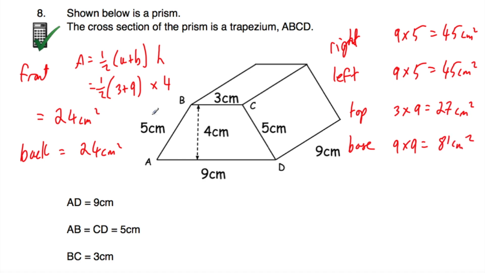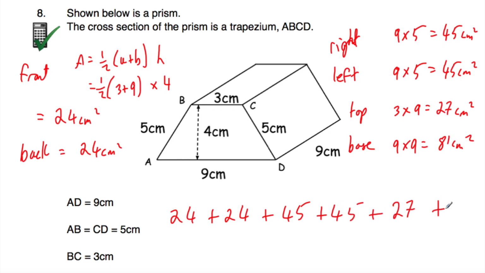So that's fantastic. We've got the area of 6 faces. Now we just need to add them up. So we're going to do 24 plus 24 plus 45 plus 45 plus 27 plus 81. And let's see what we get. When we do that, we get an area of 246 centimeters squared. And that's it. That's the total surface area of that prism.